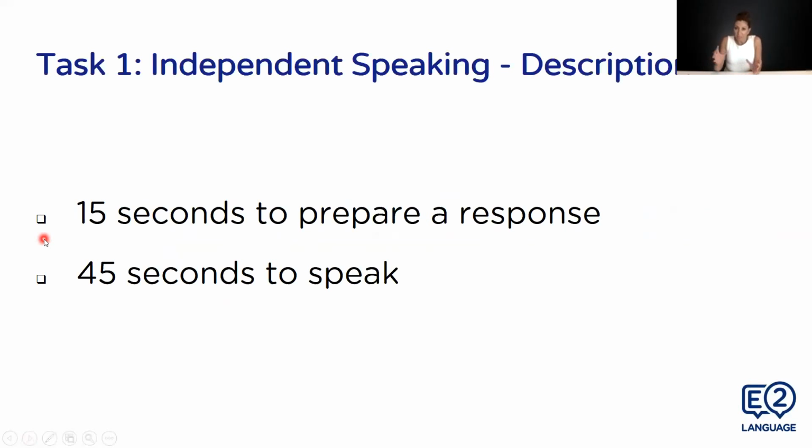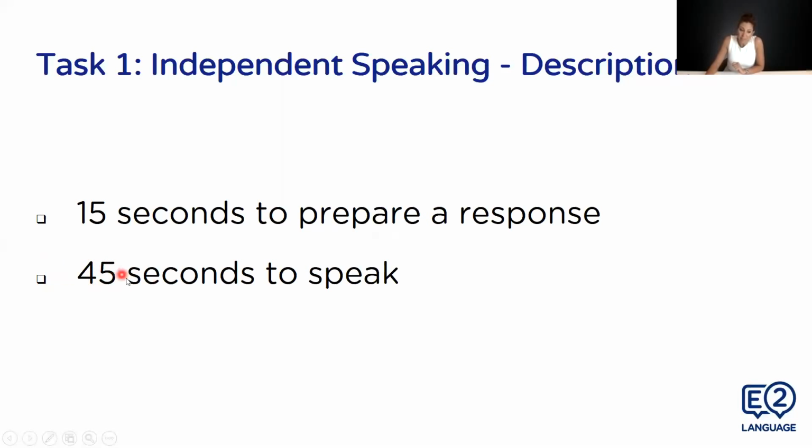So you're given the prompt, which tells you the thing that you have to describe. And then you're given 15 seconds to prepare your response. So what you should do in that 15 seconds is really break down the question. What are they asking you to describe? And write down a few points for each of those things. So your preparation should really be just points and main ideas. You're not going to have time to write a full response or full sentences. Now you have to speak for 45 seconds and it will be timed.